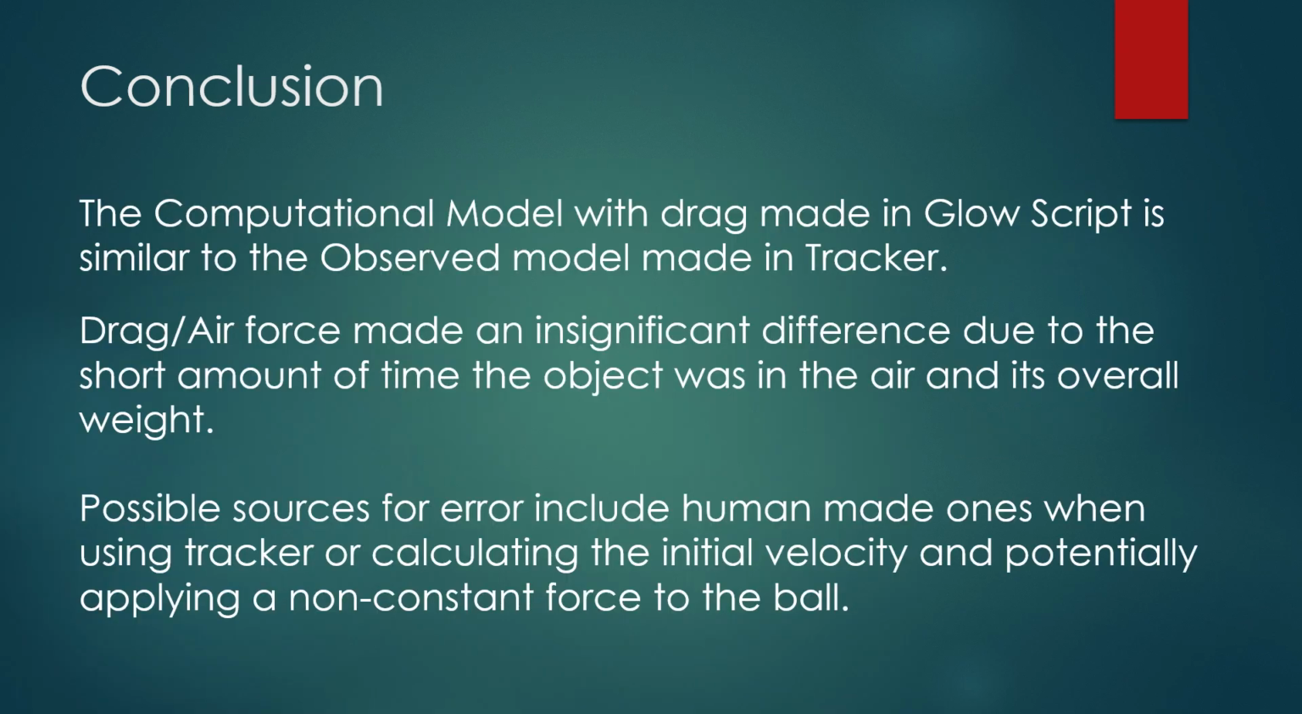Using that same graph, we can conclude that the computational model with drag force made in GlowScript is far more similar to the observed model made in Tracker than the computational model made without drag force. Drag/air force made an insignificant difference due to the short amount of time the object was in the air and its overall weight. Possible sources for error include human-made ones when using Tracker or calculating the initial velocity and potentially applying a non-constant force to the ball when it was thrown.